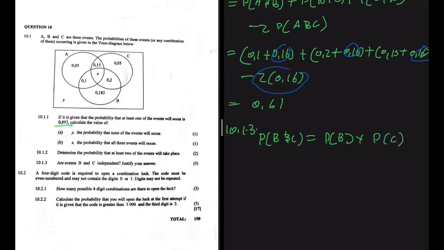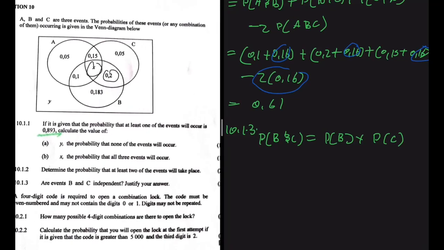So let's go ahead and look for the probability of B and C. Here on our Venn diagram, the probability of B and C is this 0.2 and x, which we know full well that x is 0.16. So we have 0.16 plus 0.2 being equal to, so we check to see if they're equal to each other.